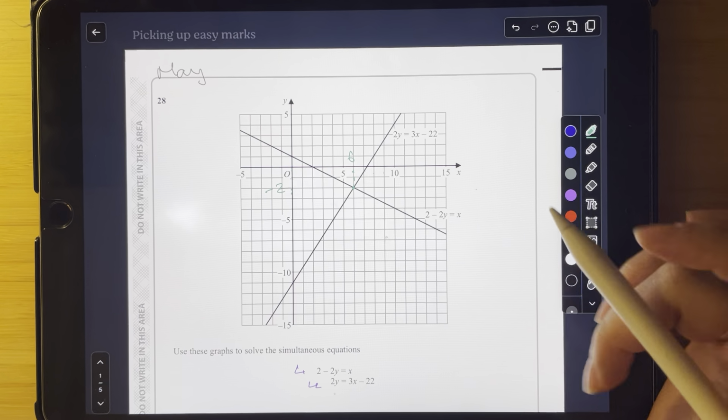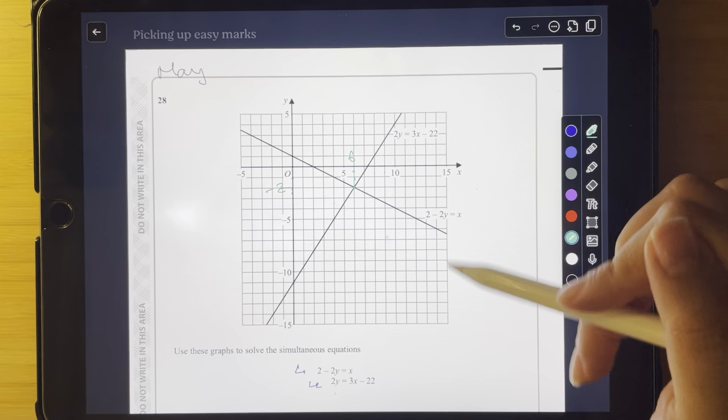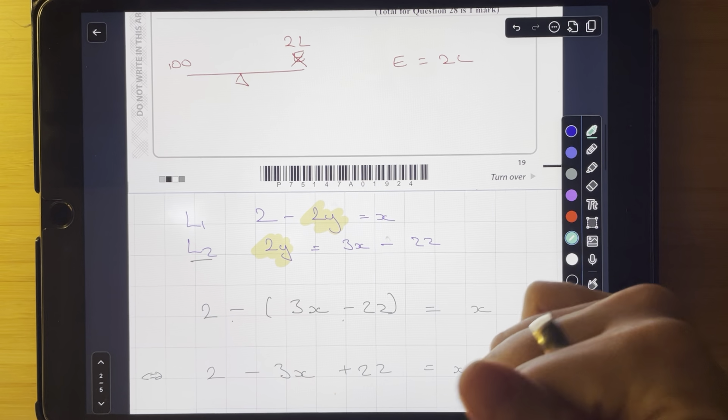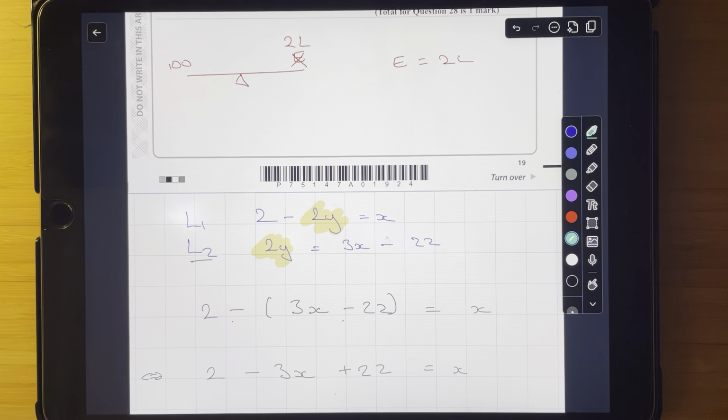And in a higher paper, they probably wouldn't give you this and just expect you to work it out algebraically, which is where you'd need this.